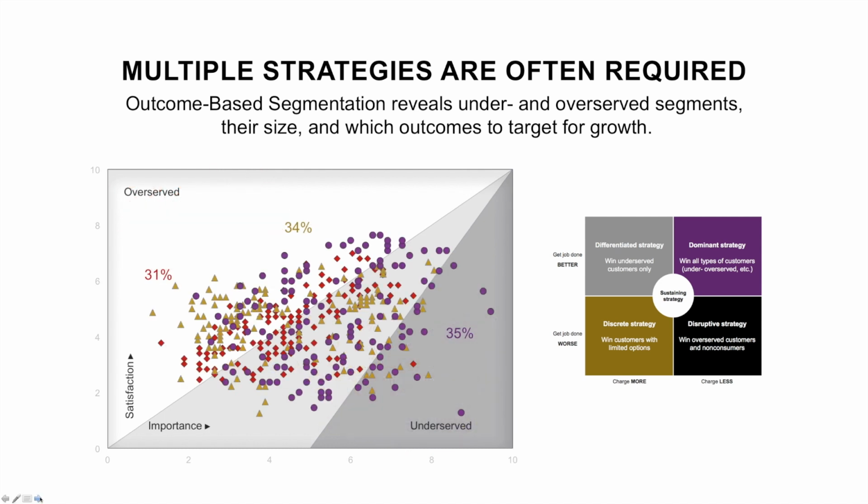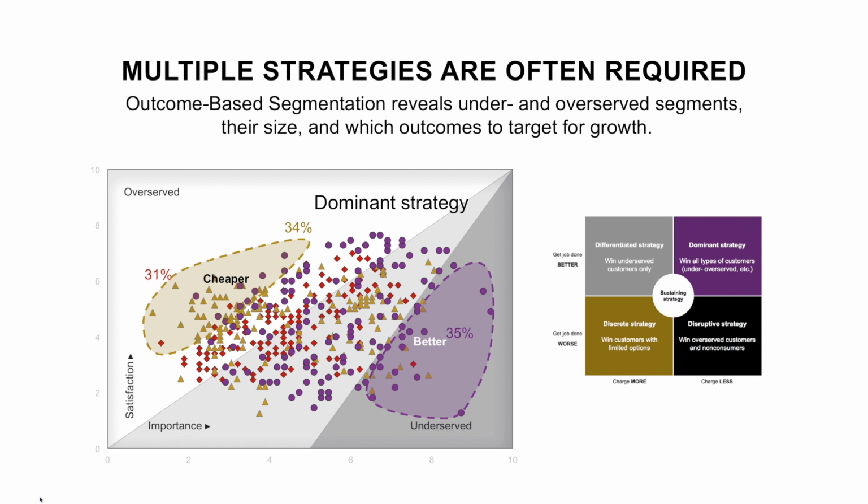Here's another example. This is an insurance product. They were offering one product, and what they decided to do was to pursue a dominant strategy by getting the job done better along these dimensions over here and getting the job done more cheaply by focusing on these outcomes across the market.